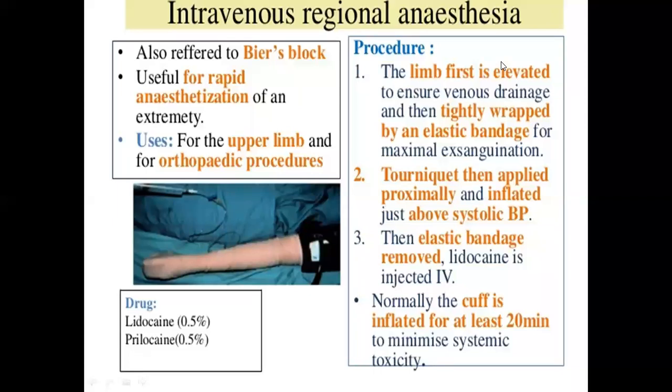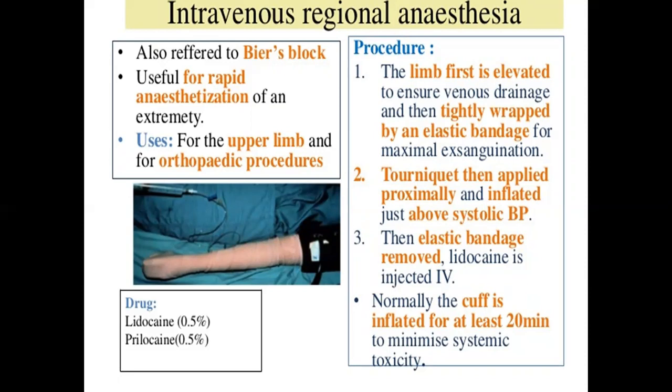Now, the last class is intravenous regional anesthesia. It is also referred to as Bier's block. It is useful for rapid anesthetization of an extremity, generally used for the upper limb and for orthopedic procedures. In the procedure, the limb is first elevated to ensure venous drainage and then tightly wrapped with an elastic bandage for maximal exsanguination.